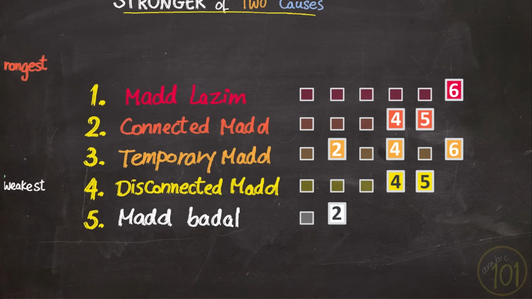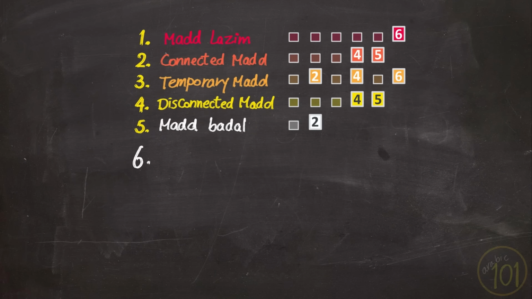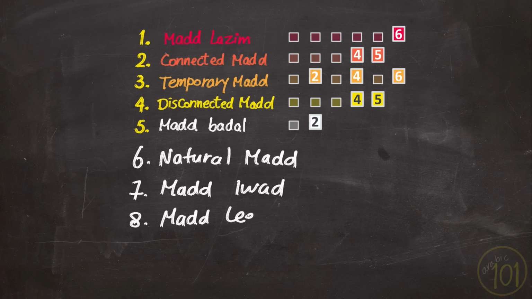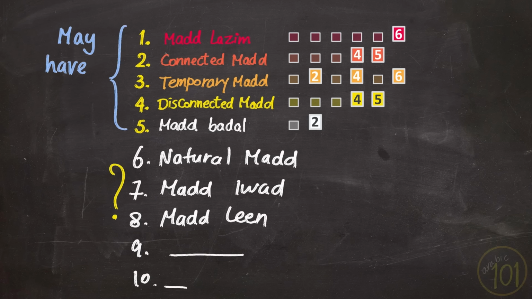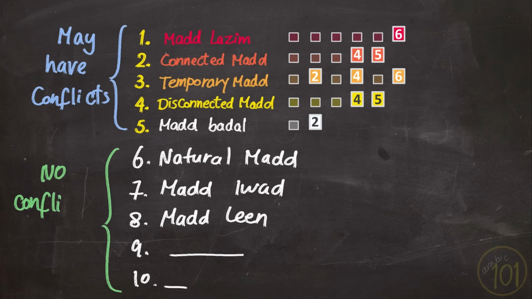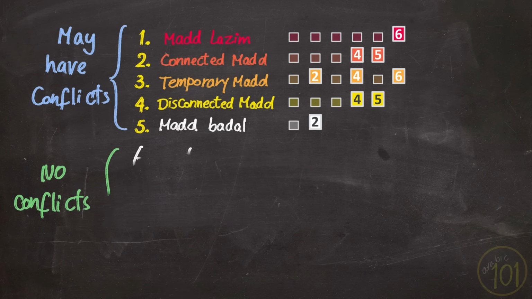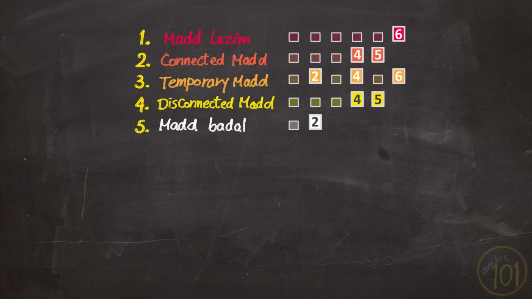Now, the first question that comes to mind, where is the rest of the other types of med? Where is med al-iwad, meddul lin, meddul farq, and others? Why are they not included in this hierarchy? Well, this hierarchy concerns the rules that can have a conflict with one another. If there are rules that don't simply cause conflicts with one another, there's no reason for them to be included here. So the conflicts can occur only within these 5 types.